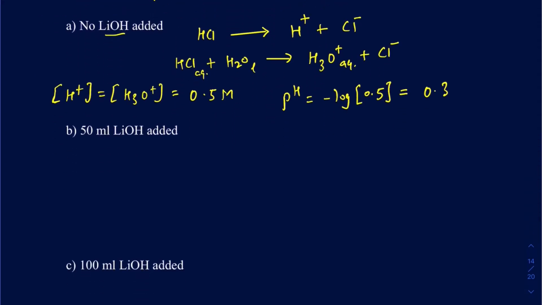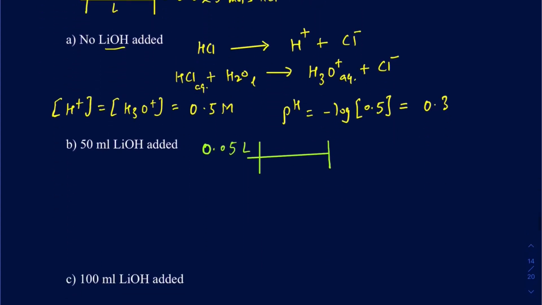So I'm going to be starting out with 50. Let me change the color there. So it's 0.05 liters of LiOH, and then we have 0.25 moles of LiOH divided by liters. So when I do this math, it's going to be 0.05 times 0.25.